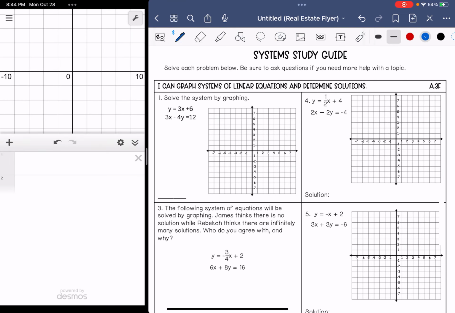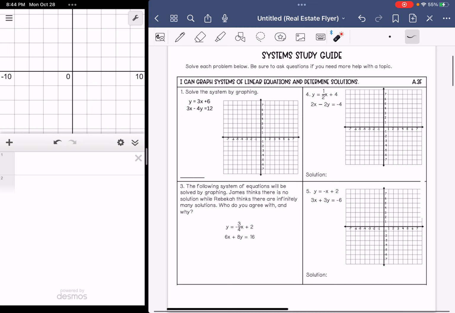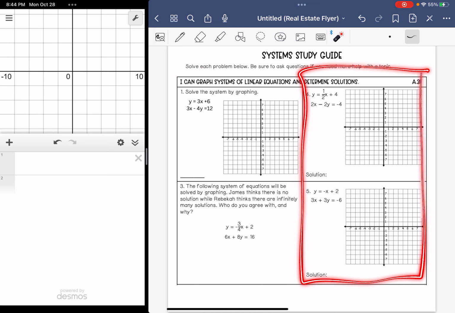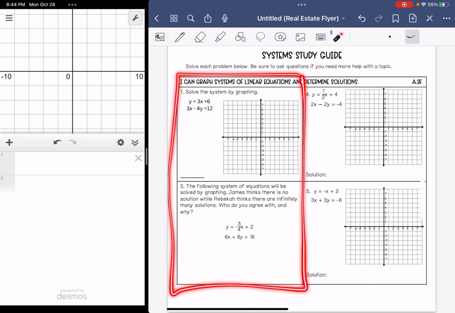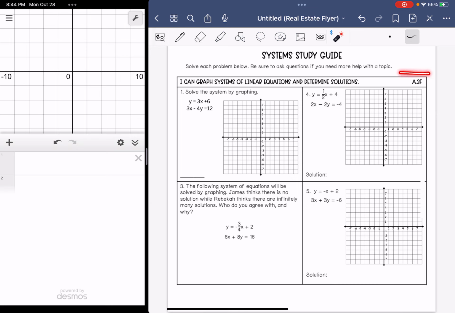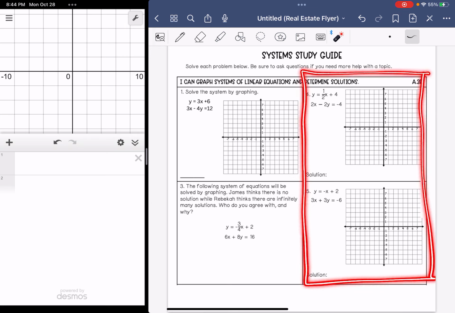Okay, it has sound this time. So this is worth a lot of bonus points, and the way it works is I'm going to do the left half of each page, and you're going to do the right half of each page. You get half of the bonus points if you do just the ones I do, and you get the other half if you do the rest.